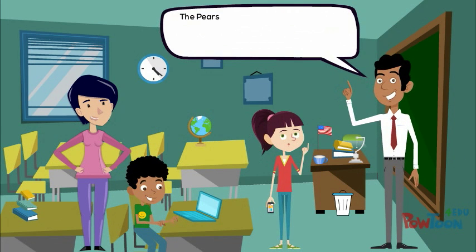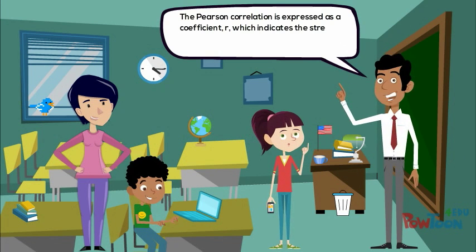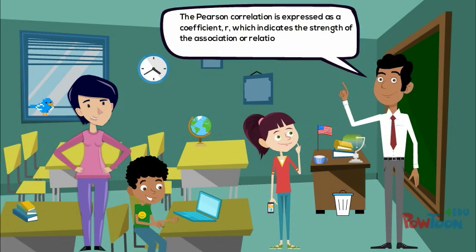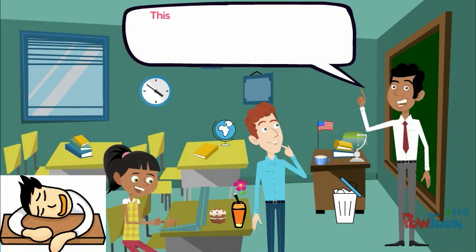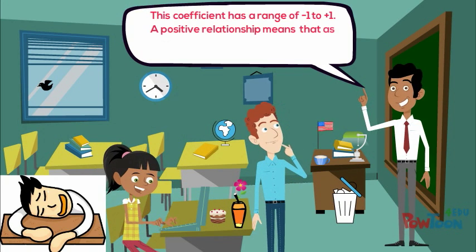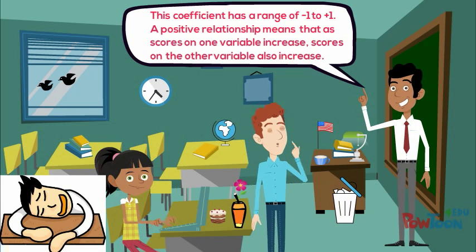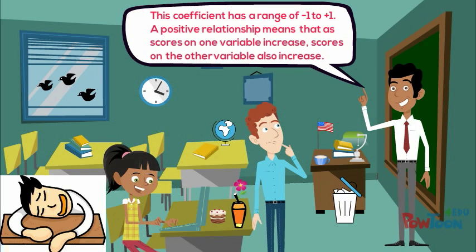The Pearson correlation is expressed as a coefficient, R, which indicates the strength of the association or relationship between two variables. This coefficient has a range of -1 to +1. A positive relationship means that as scores on one variable increase, scores on the other variable also increase.